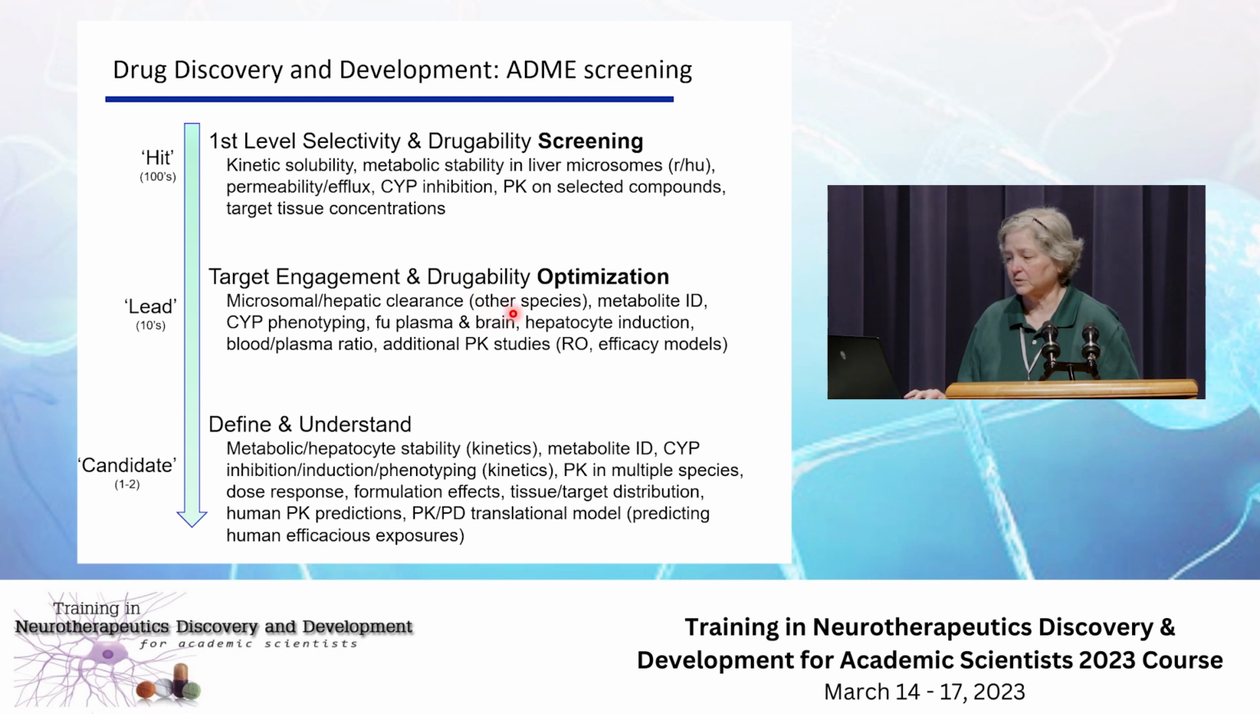Like, what's the clearance going to be in species other than the one rodent that you had, and in humans? We have to do tox in a rodent and a non-rodent species, for example. Let's understand some additional species and how the pharmacokinetics behaves there. We want to understand how the compound might be metabolized and what those metabolites are. We need to understand which cytochrome P450 is doing the metabolism. Brain and plasma binding was mentioned before, and then we'll start to look at additional PK studies.